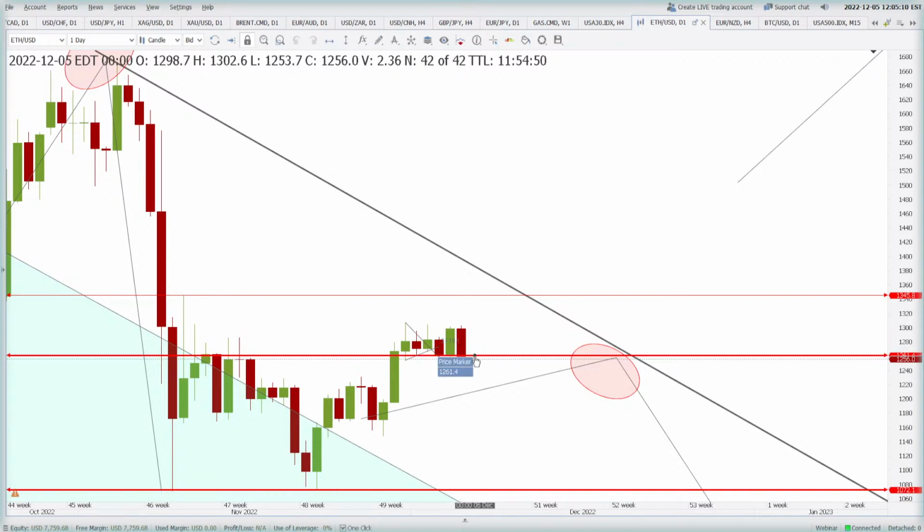And if we see a close below 1261 area, I think we will be headed back towards 1072 in this one. Well, that may not sound good for those who are holding the Ethereum, but this is true. This is what is happening.